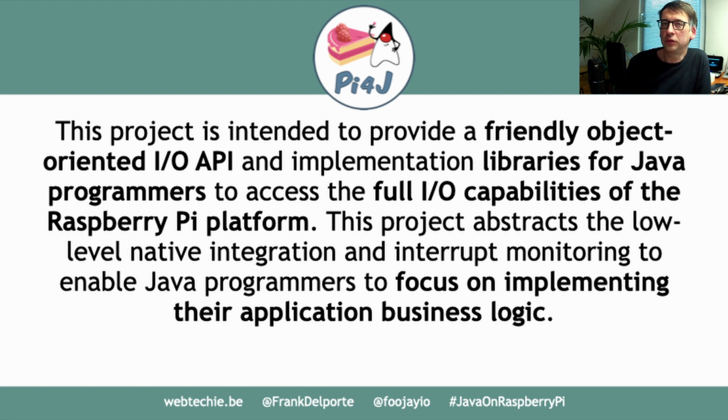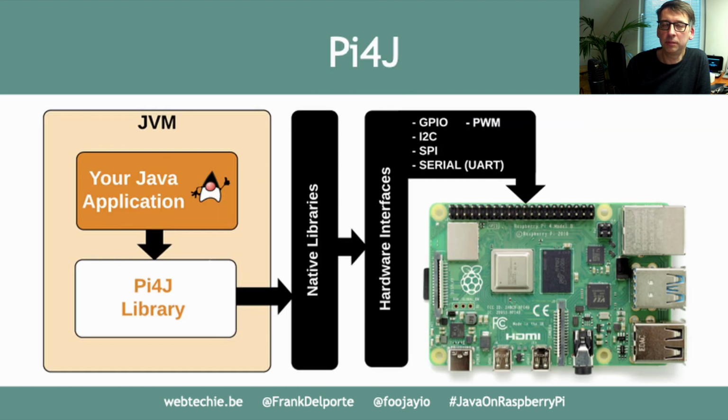The main thing I want to talk about today is Pi4J. Pi4J is a library which allows you to interact with electronic components in a very easy way as a Java developer. So it's a Java library to make it easy to interact with these GPIOs on the Raspberry Pi. It's a Maven dependency that you can include in your project, but under the hood it will talk with native libraries to really interact with these GPIOs.